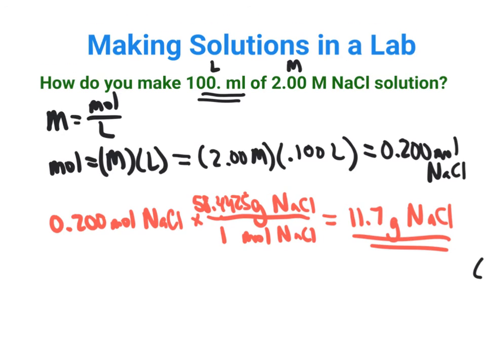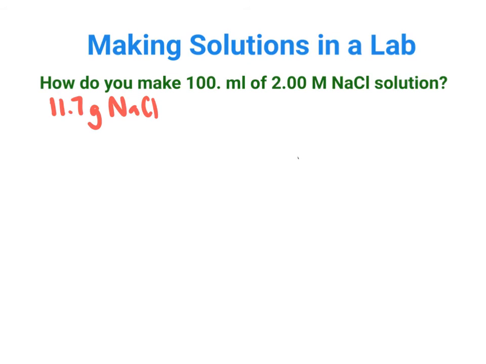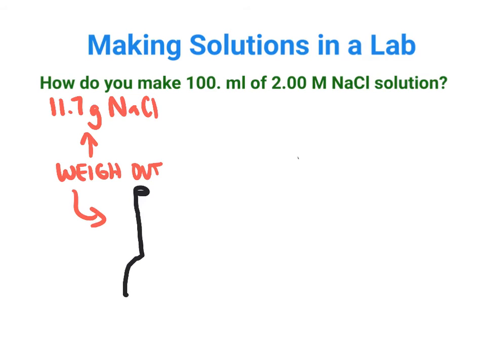So we're going to rewrite this at the top. I'm going to erase all of this. And let's talk about making that solution. So the first thing we're going to do is we're going to weigh out 11.7 grams of NaCl. And that's easy. We're going to weigh it out. And then we're going to put it into this really cool device called a volumetric flask. And it's a very tall, long-necked flask that's got a ring right here. And there's one for each size. And this ring would be exactly at 100 milliliters.